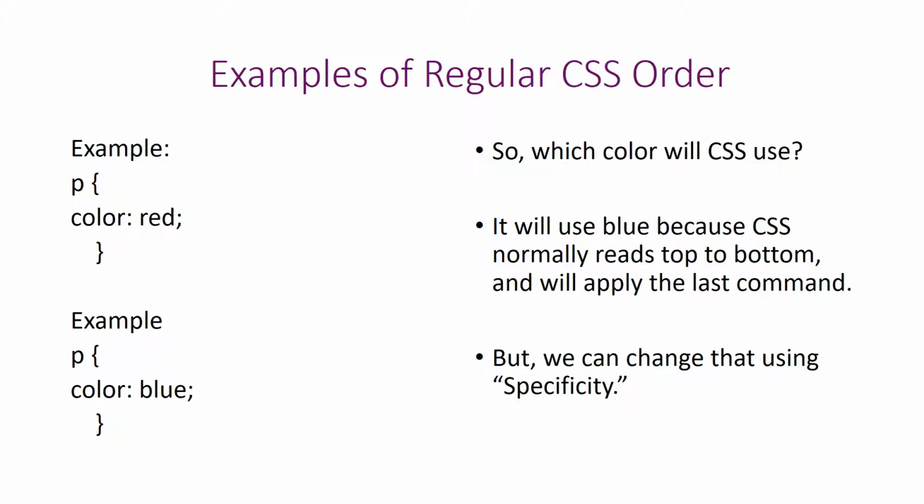An example of regular CSS orders. So if we use regular CSS order, we see this example here on the left. We have an example of CSS written out: paragraph, color, red. Then we have another order example: paragraph, color, blue. Any ideas which one it will choose? It will pick the blue because CSS normally reads from top to bottom and will apply the last command, which is blue in this situation. But we can change that using specificity.